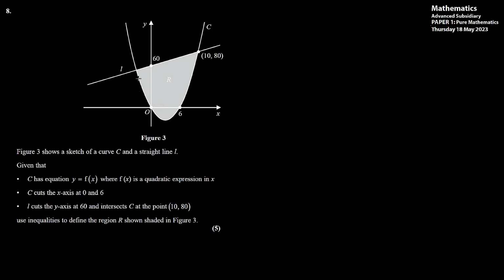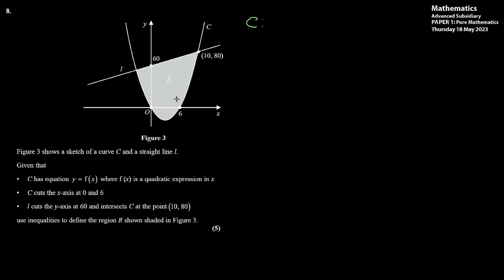In question 8, we've got a quadratic curve C here and a straight line L here. And we've been asked to describe the area R in terms of the inequalities generated by being above or below the curve C and the line L. So we first of all have to find the equation of the curve C and the equation of the line L. So let's deal with C first.